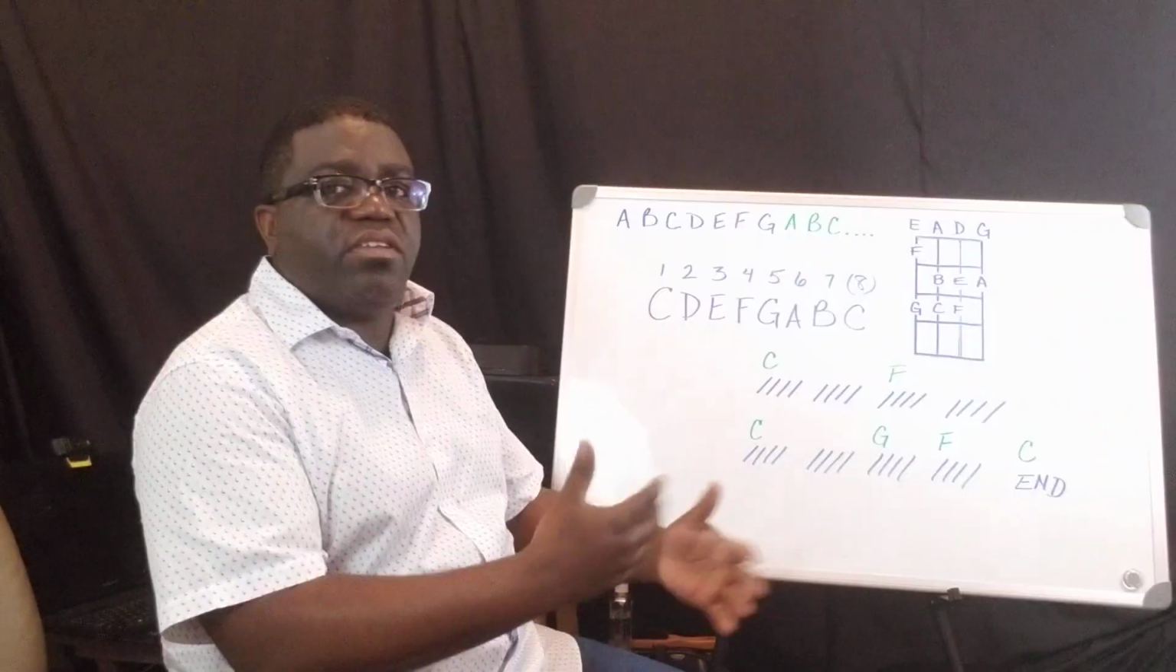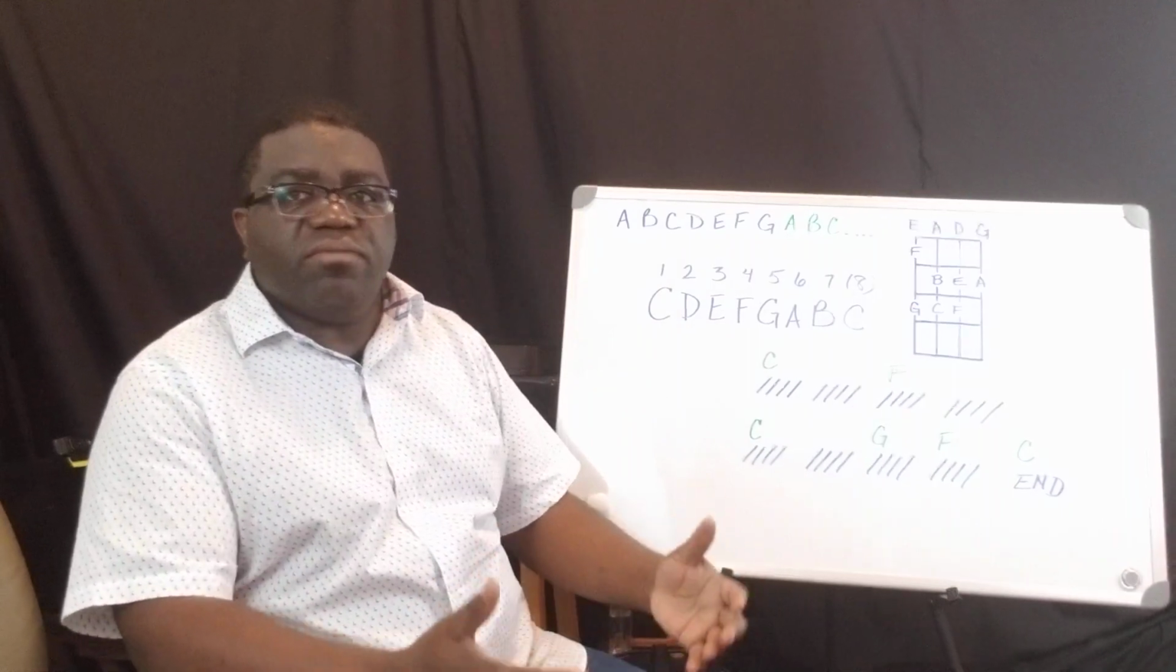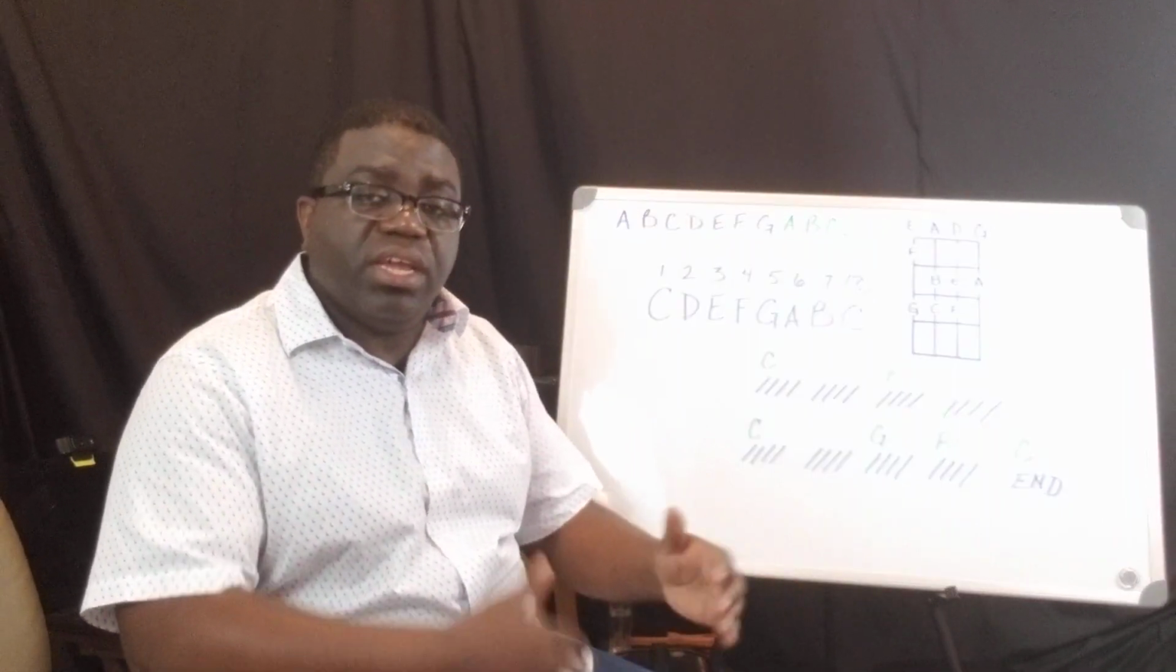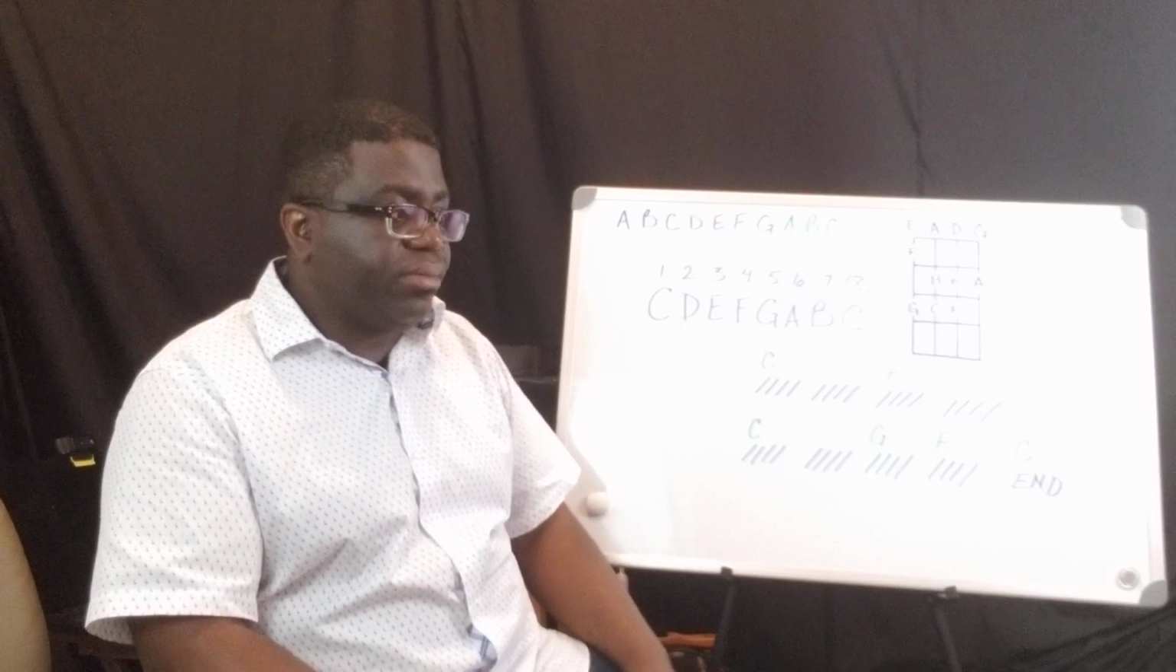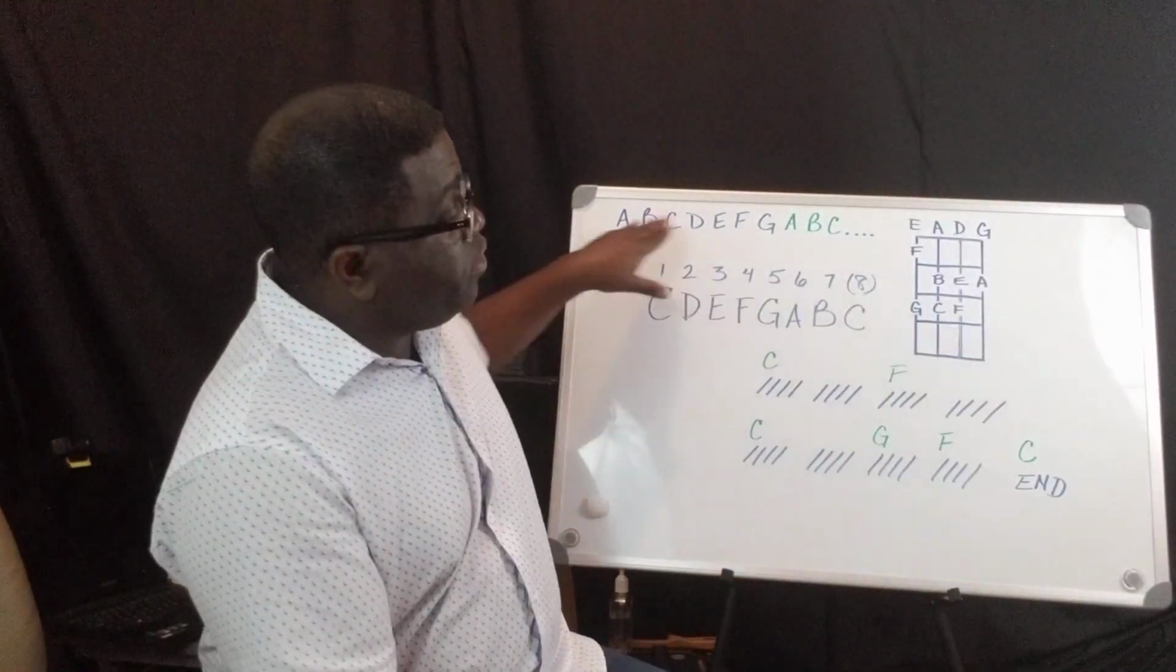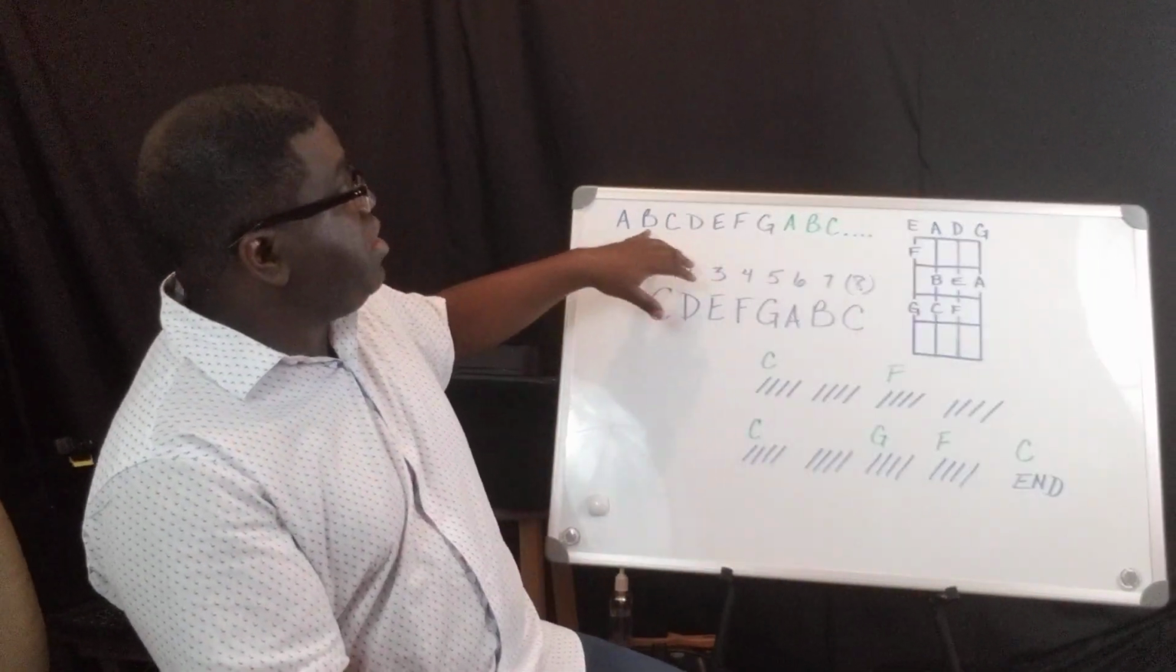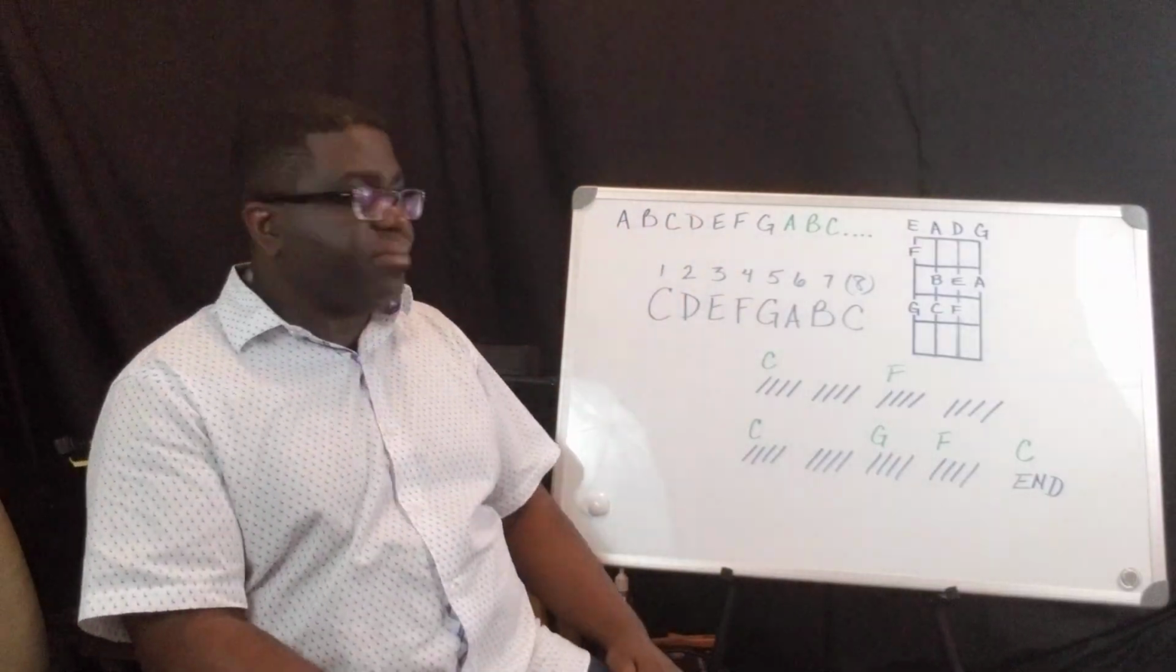So it's just A, B, C, D, E, F, G, A, B, C, D, E, F, G, A, B, C, D, E, F, G, and it just keeps going on and on. And then you can do it backwards too. G, F, E, D, C, B, A, and so on and so forth.